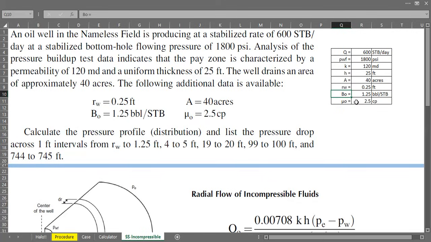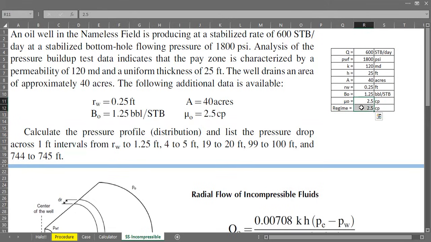But we need to know the condition of the flow. And here we have information. It says that the flow rate is stabilized and the bottom hole flowing pressure is also stabilized. From here, we can assume the condition or flow regime based on the information that the rates and the bottom hole flowing pressures are stabilized. So we can assume that the condition is steady state, SS, steady state flow.